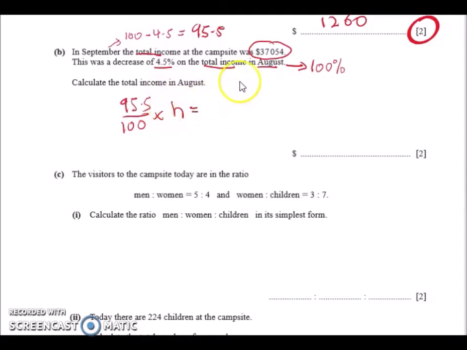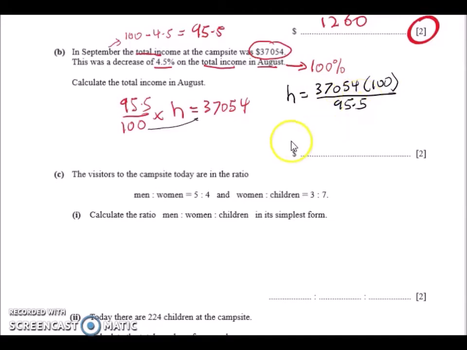Okay, algebra, and then here you are getting 37,054. We find the value of H. So the 100 moves over and becomes multiply, so H will become 37054 multiplied by 100 and then divided by 95.5. When you calculate it, you'll be getting 38800. Okay, this is your answer, and you're getting 2 marks over here.